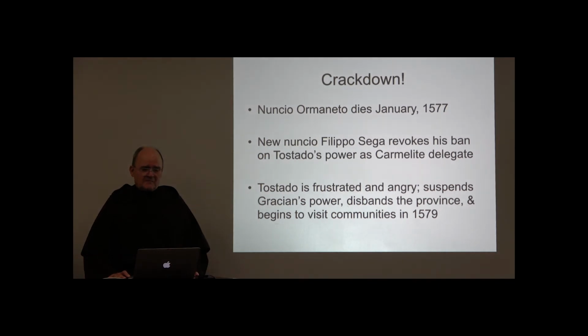There's a new nuncio named Filippo Sega, also a very good representative. He revokes the ban on Tostado's power as the Carmelite delegate, and Tostado is finally able to act freely. Now, after this time of inaction, he is hugely upset. He's angry, he's frustrated at all of the stonewalling that has been facing him. So he immediately suspends Gratian's power. He disbands the province that had been founded illegally, and he begins his own visitation of the communities in 1579.